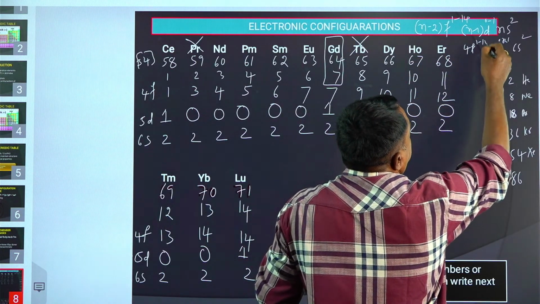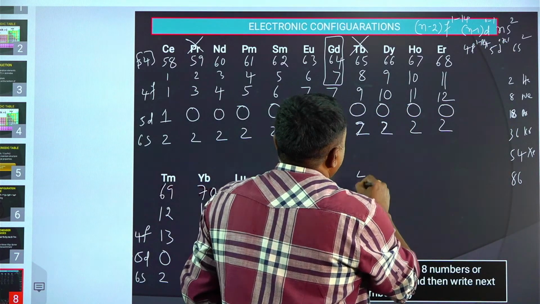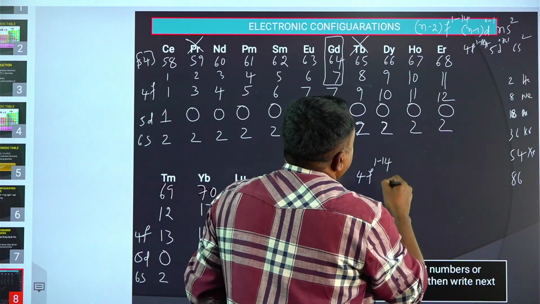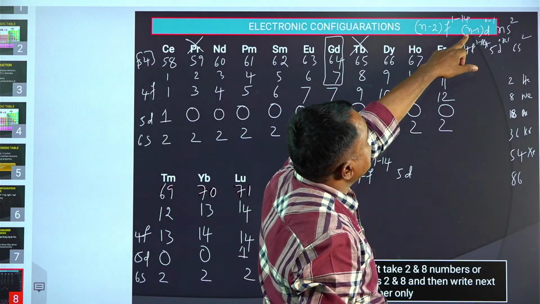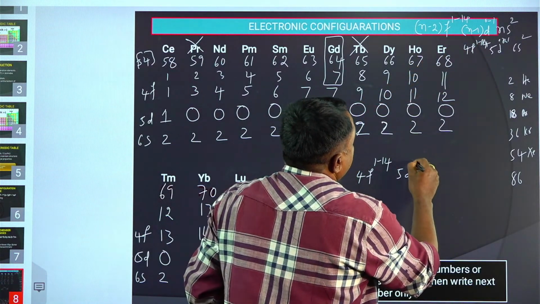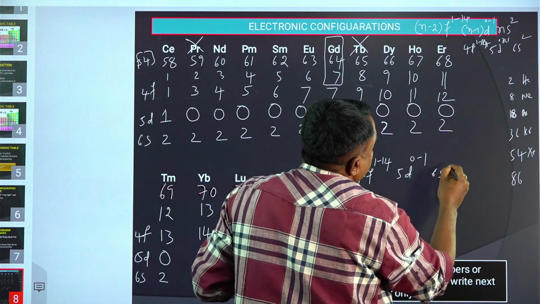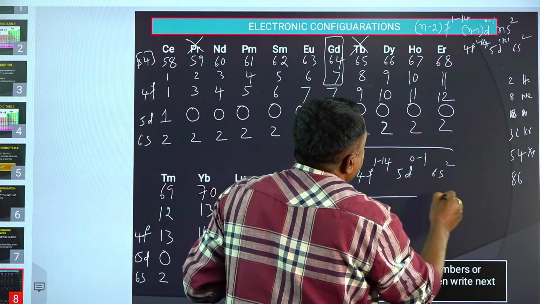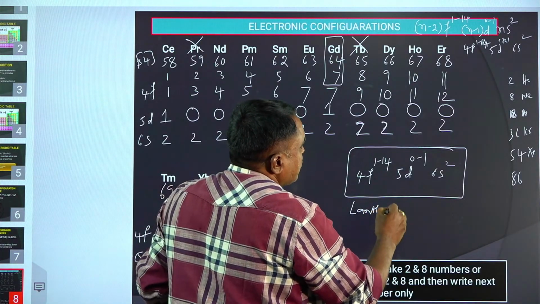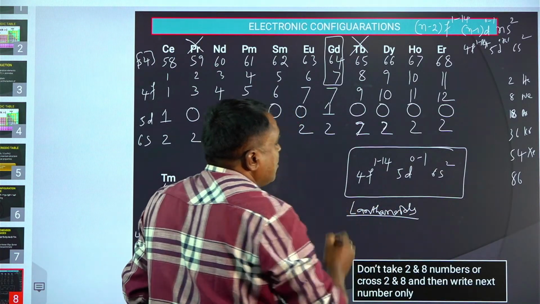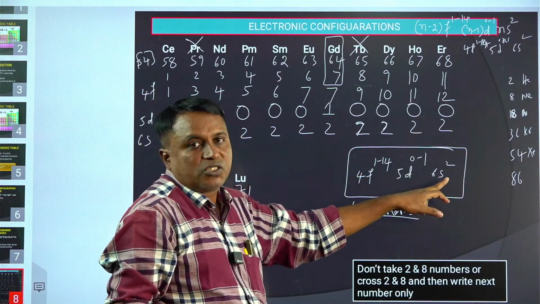4f 1 to 14 and 5d. If you write n is equal to 6, 6 minus 1 means 5d 0 to 1. And for n equal to 6, again it will be 6s2. So this is the general electron configuration of the lanthanide elements: 4f 1 to 14, 5d 0 to 1 and 6s2.